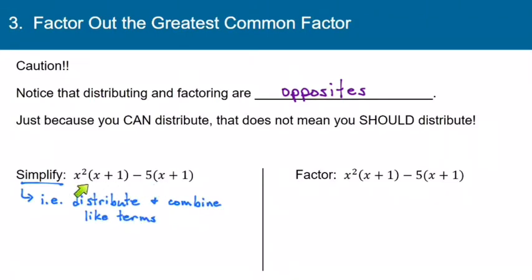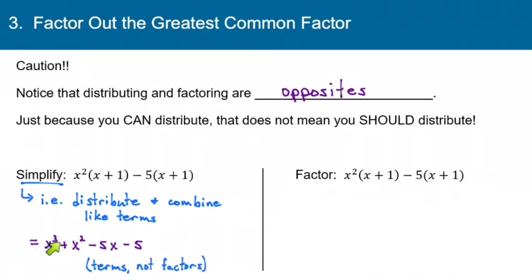So if I'm going to simplify here, first I'm going to distribute this x squared, so that would give us x to the third plus x squared, and then I'm going to distribute this negative 5, so negative 5x minus 5, and then I would see if I could combine any like terms, and here we can't, but this is considered simplified. Notice that here our answer is in terms, not factors.